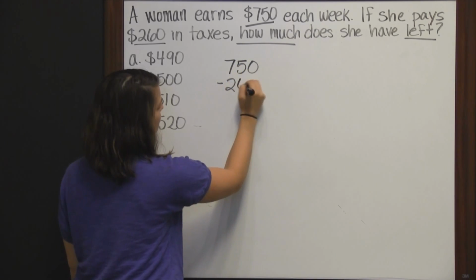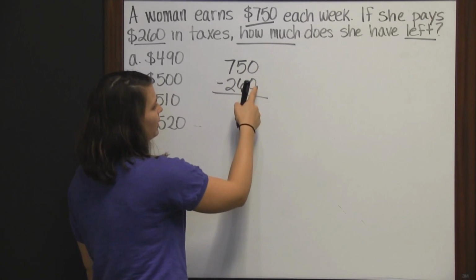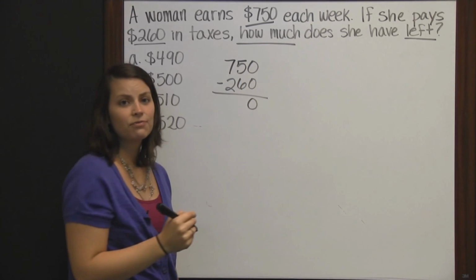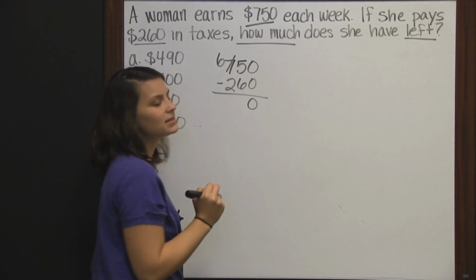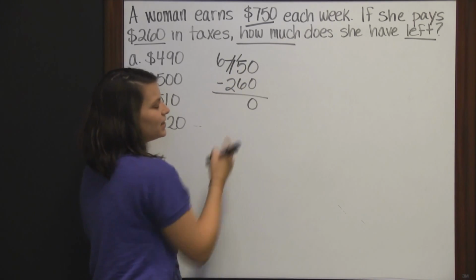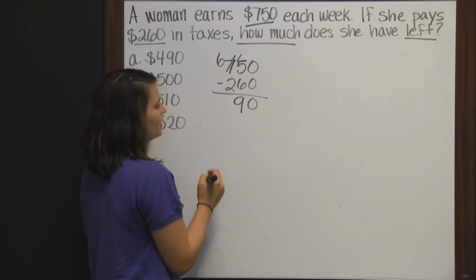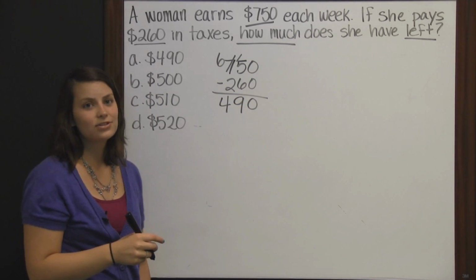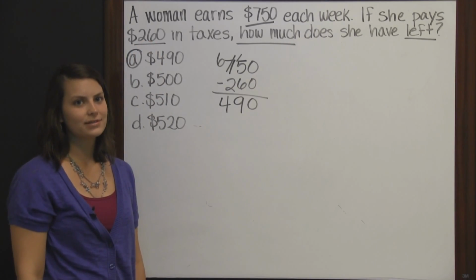750 minus 260. 0 minus 0 is 0. We cannot take 6 from 5, so we need to borrow from the 7. It becomes a 6, and then we have 15 here. 15 minus 6 is 9. And 6 minus 2 is 4. So that means after the taxes are taken out, she's left with $490.